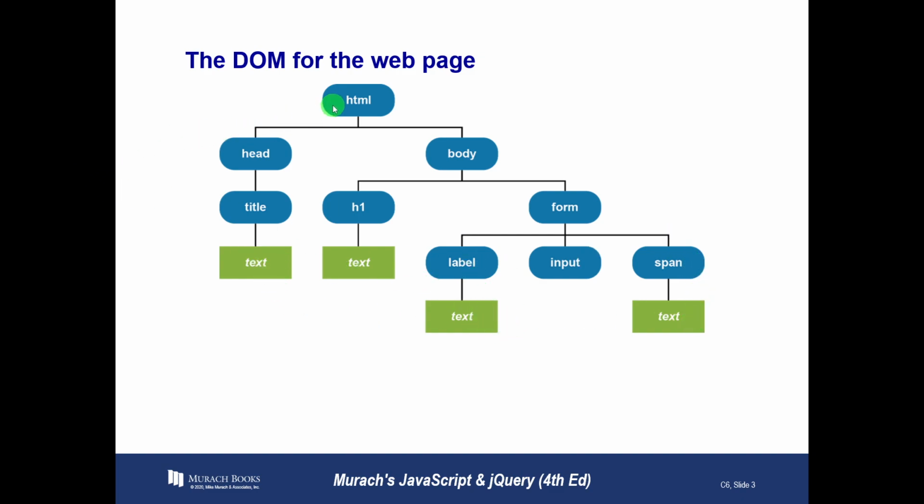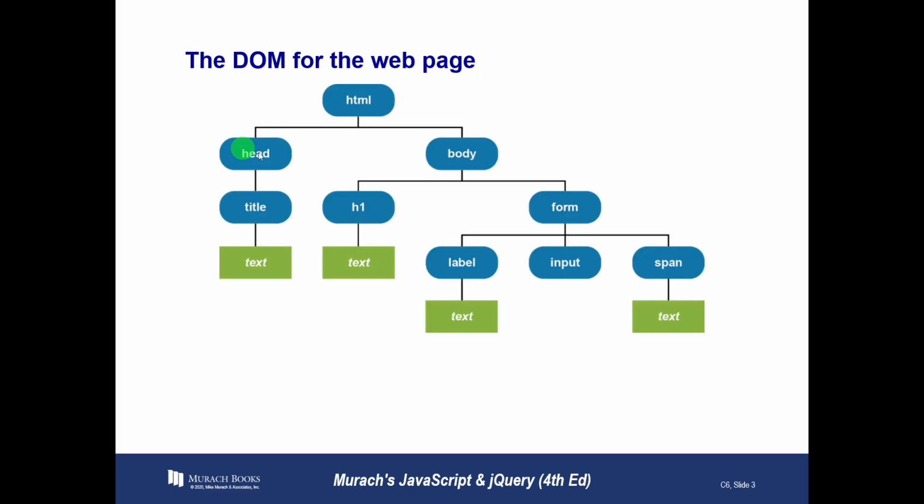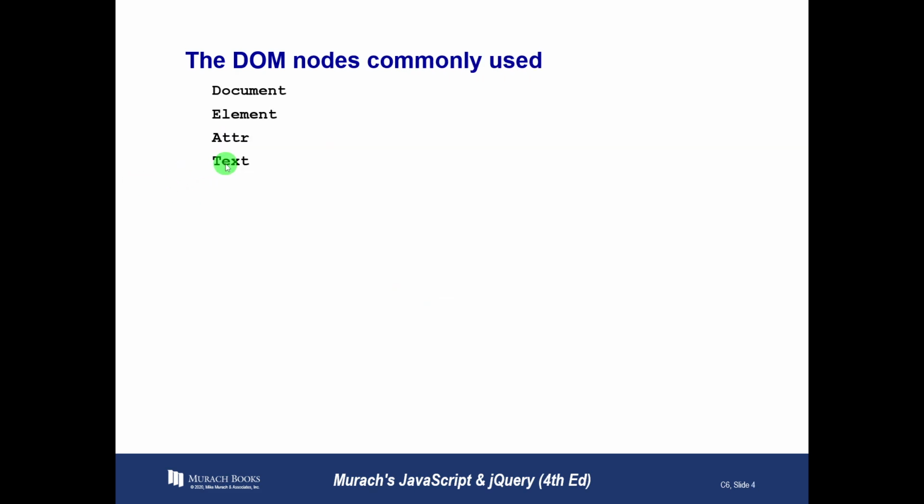So we need to understand how this object is laid out. It's basically a tree. And how can we get to each of these elements so that we can manipulate the things on our web page? Okay. So we have the document object, we have our elements, we have attributes, which we didn't show in this diagram. I told you that. And then we have text nodes. Okay, so these are all nodes that we can access.